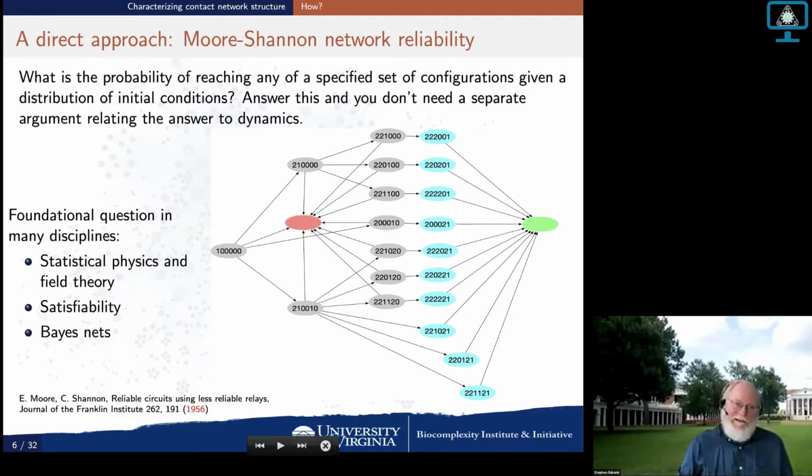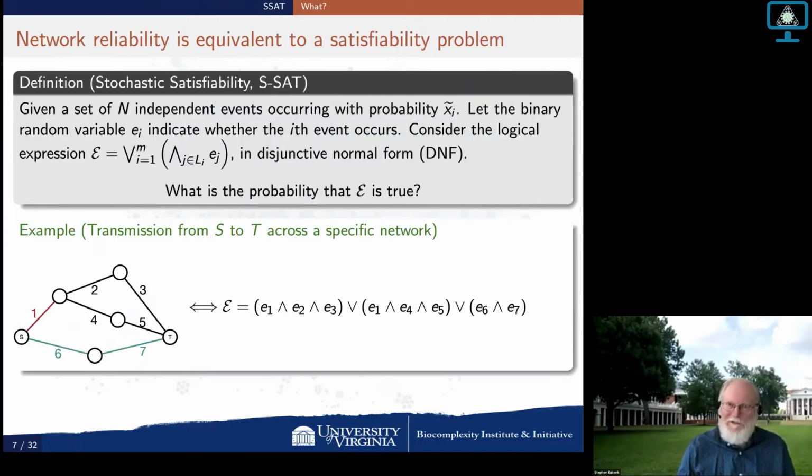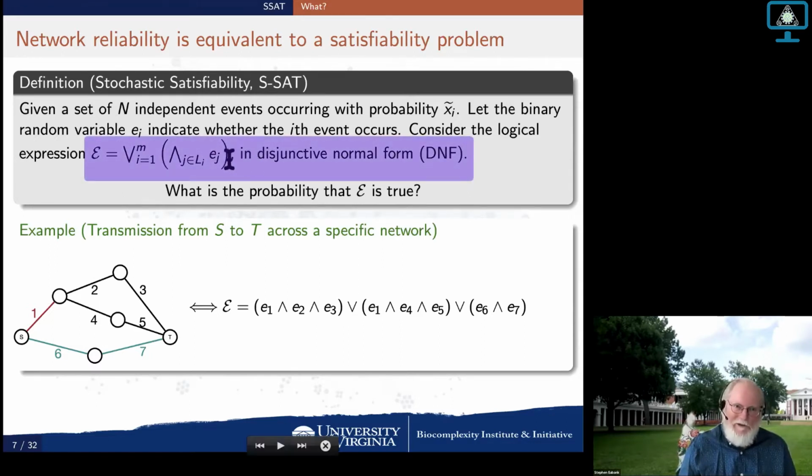So what is this equivalence between reliability and satisfiability? If I have n independent events that occur with probability x twiddle of i, I'm going to think about these random variables, e sub i, that indicate whether or not the ith event occurred. And then I can write down a logical expression, which is essentially the same thing as picking some of those configurations and saying that they're the ones I want to reach. And here I've displayed the logical expression in disjunctive normal form.